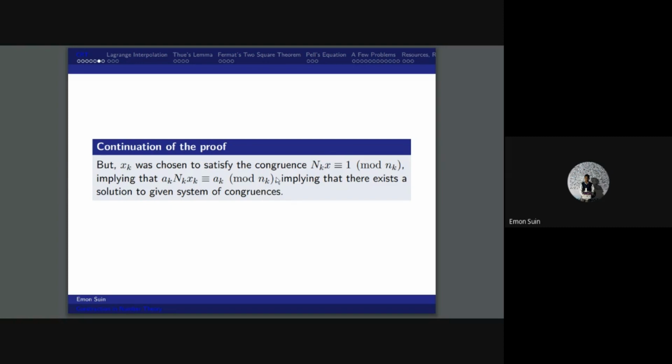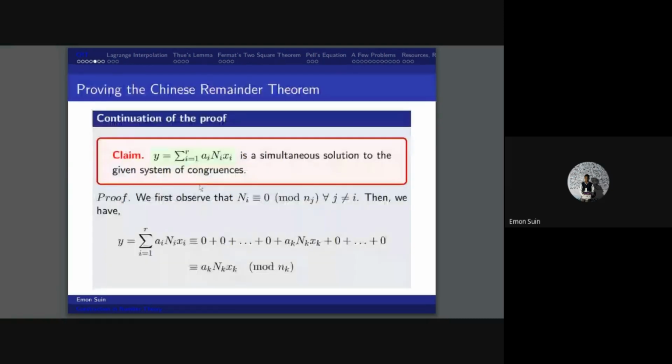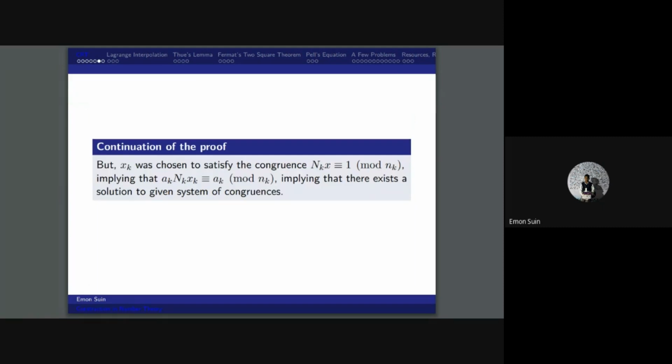So that means we are getting what we required, right? Because this k can be anything from 1 to r, and we require only that this summation of ak Nk xk will be congruent to this y you can see here, and that is what we had claimed, that y will be a simultaneous solution to the given system of congruences. So ak Nk xk will satisfy this ak mod nk, and hence we can say that y is congruent to ak mod nk for all k from 1 to r. So that means there will be a solution to the given system of congruences.